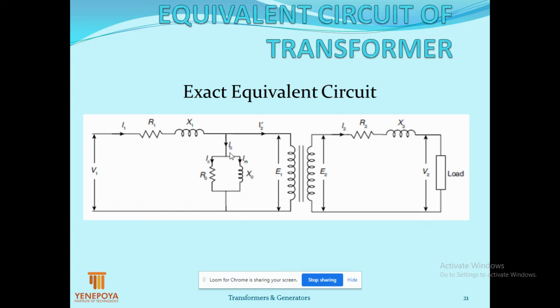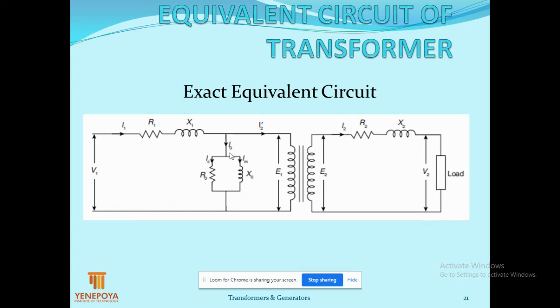I1 is the input current. I2 dash is the current due to the flux φ2; when it flows through the number of turns N1, it produces I2 dash, which is responsible for producing φ2 dash. This is the exact equivalent circuit of a transformer.